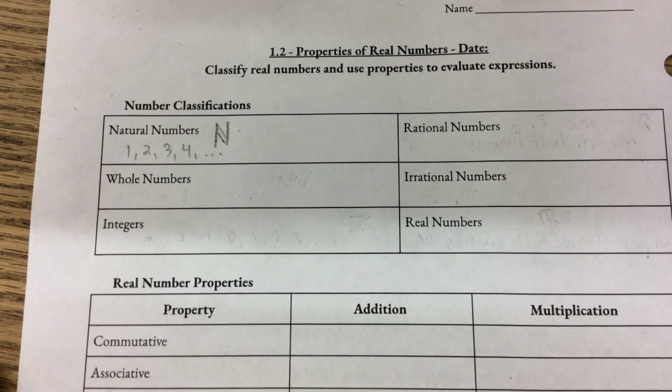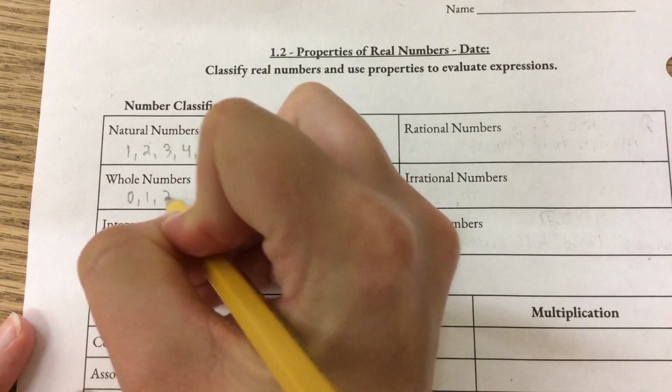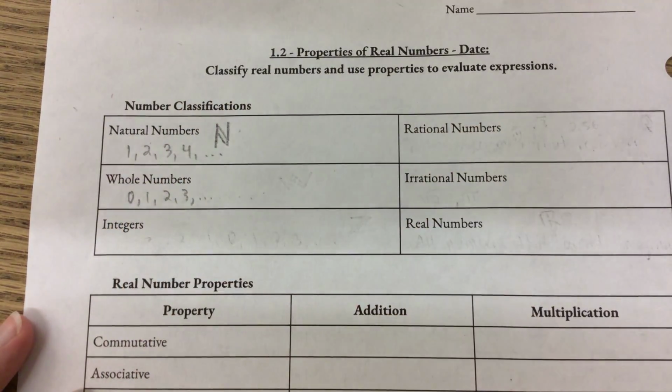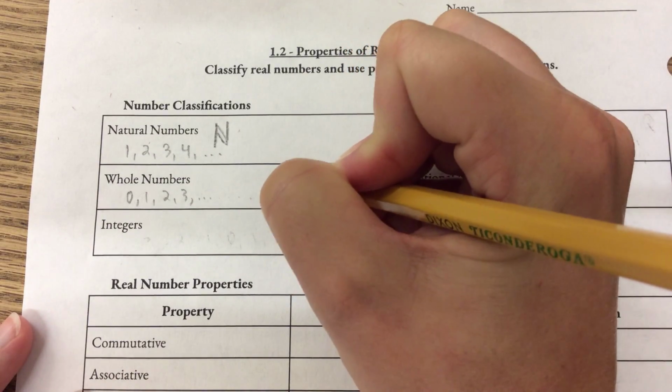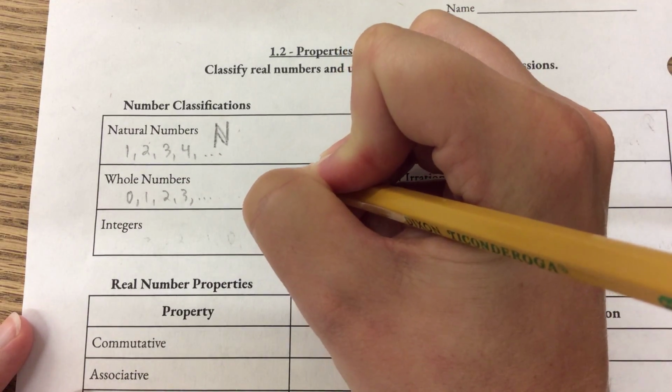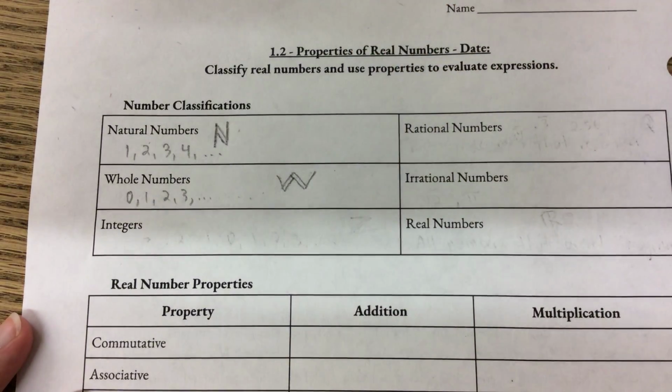Next we have whole numbers. Whole numbers are all the natural numbers, and now we have 0 on there. So 0, 1, 2, 3, and so on. And those use a capital W, and the two spots in the middle are thicker. Okay, so it looks kind of like that.